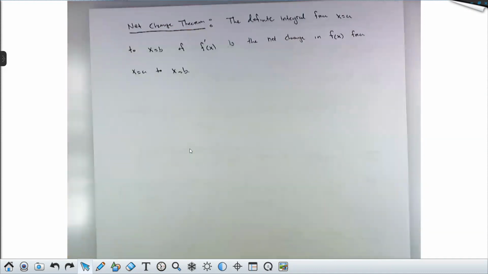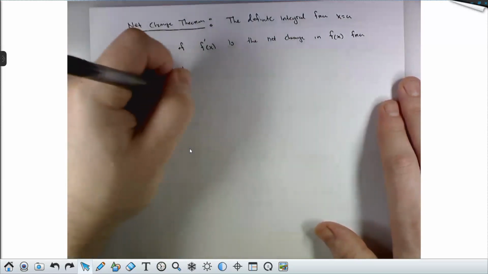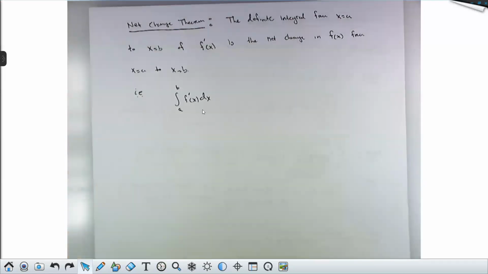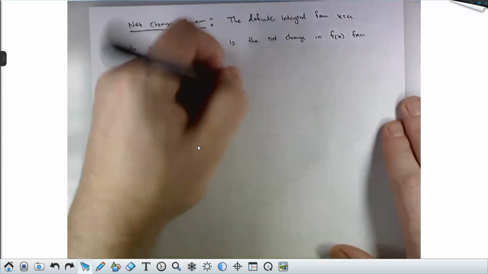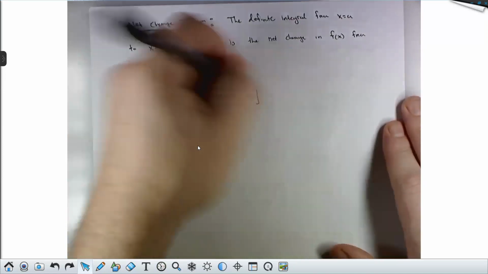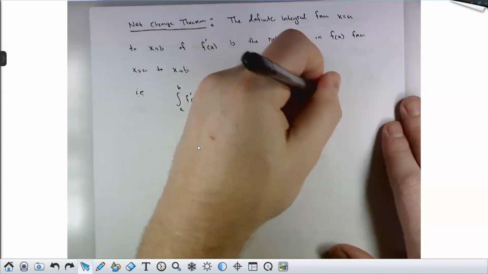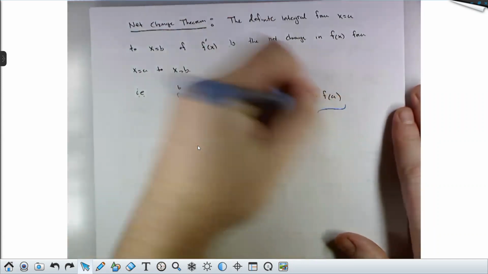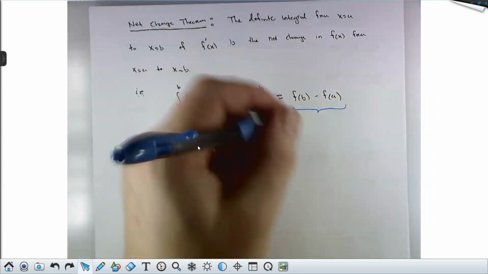It's really just a restatement of FTC2, i.e. the integral from a to b of f primed of x dx. By FTC2, we would need to find an antiderivative for f primed and then evaluate from a to b. Well, an antiderivative for f primed is f itself. So this is f of b minus f of a. And you recognize from your algebra classes of yore that this is the thing we call the net change.